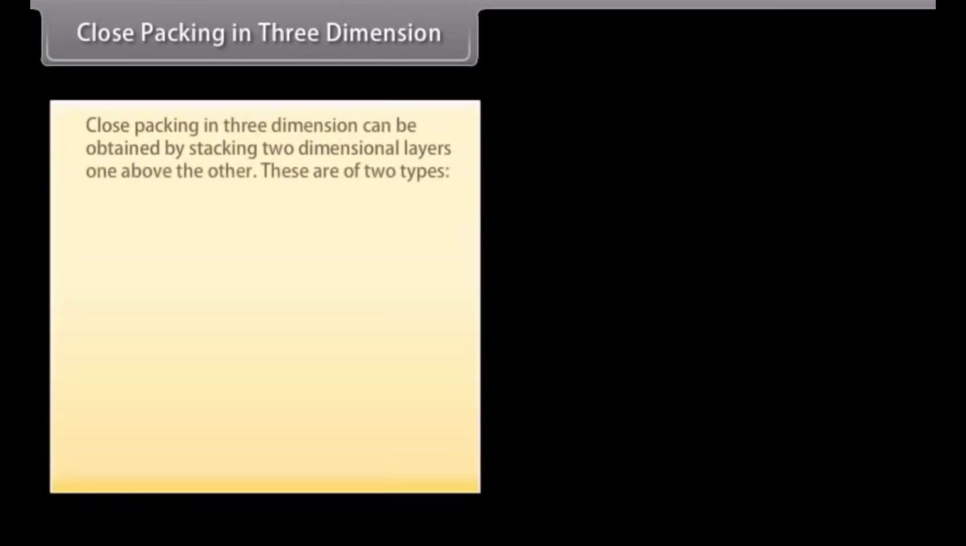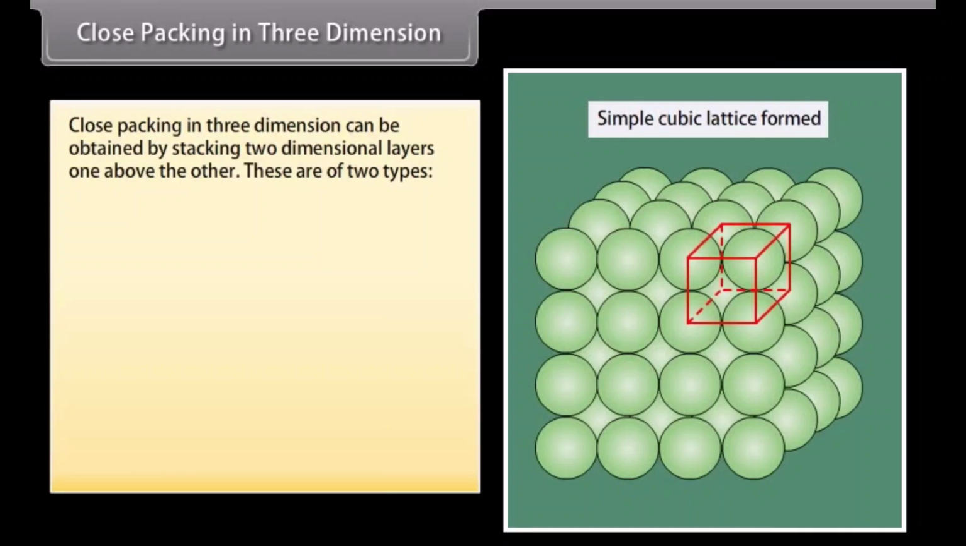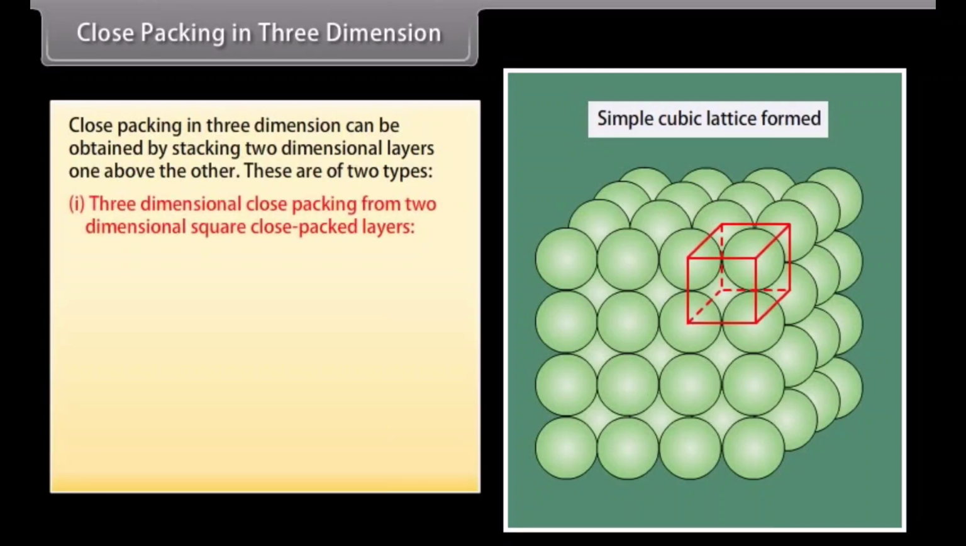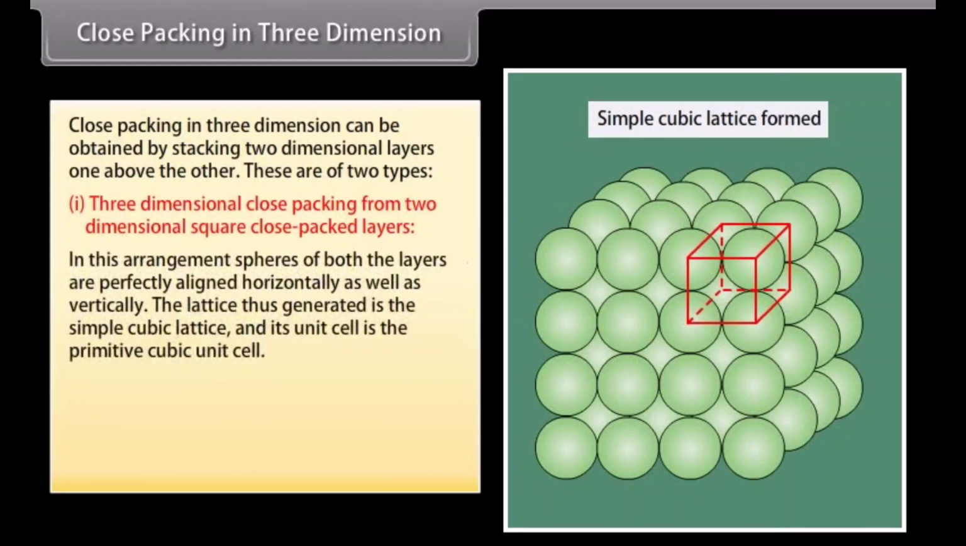Close packing in 3 dimensions. Close packing in 3 dimensions can be obtained by stacking 2-dimensional layers one above the other. These are of 2 types: 3-dimensional close packing from 2-dimensional square close packed layers. In this arrangement, the spheres of both the layers are perfectly aligned horizontally as well as vertically. The lattice thus generated is the simple cubic lattice, and its unit cell is the primitive cubic unit cell.